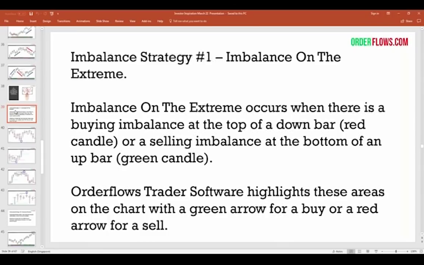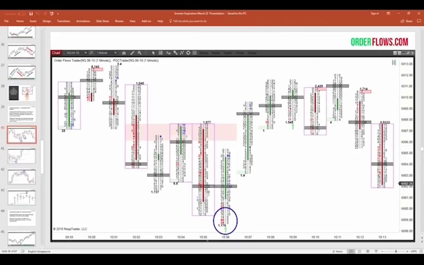Now the Orderflows Trader software highlights these areas on a chart with a green arrow for a buy and a red arrow for a sell. I circled it here so you can see. The market is selling off, making new lows, making new lows. People are coming in, saying let's sell this market. They get aggressive and sell it. Boom, what happens? It doesn't go lower. It snaps back and starts trading higher. In the next bar, this is a 1-minute NASDAQ chart, you can see the market makes a nice move up over the next several bars.